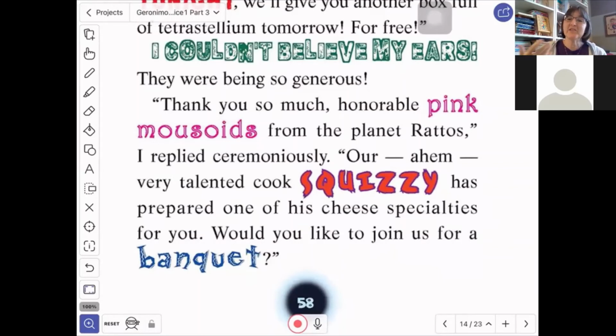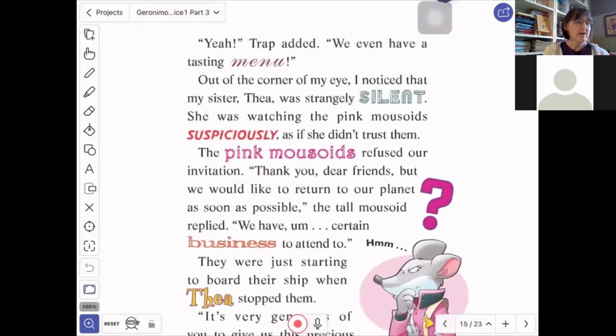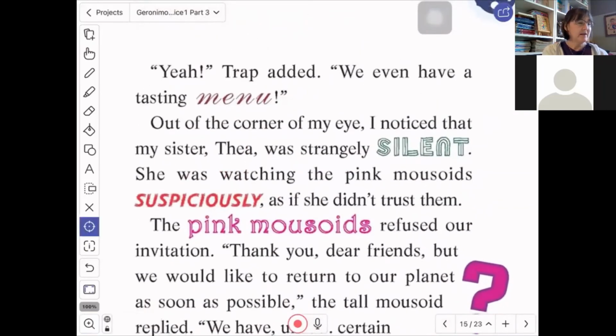So very official, very polite. And then he says, our very talented cook, Squizzy, has prepared one of his cheese specialties for you. Would you like to join us for a banquet? So he's trying to be polite, okay? And then Trap says, yeah, we even have a tasting menu.